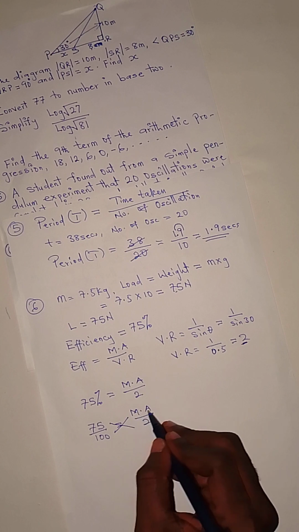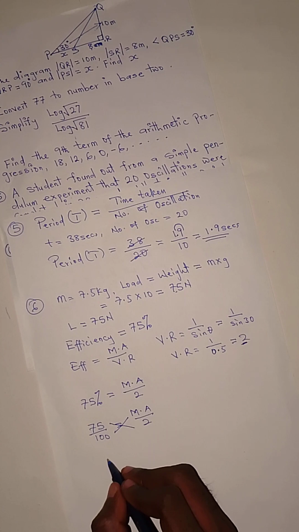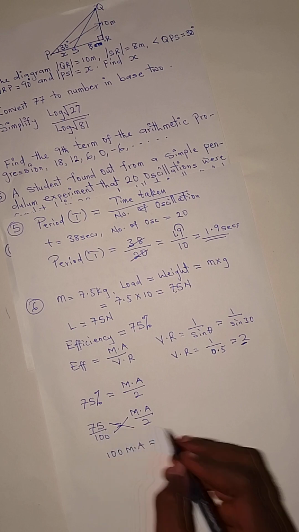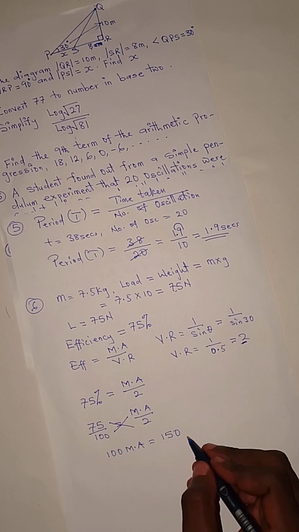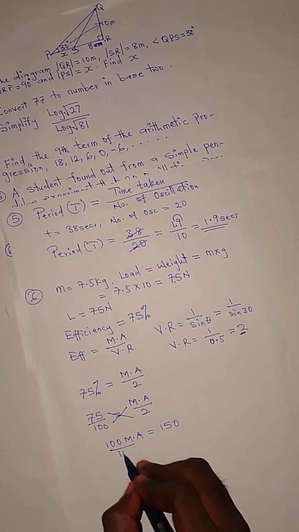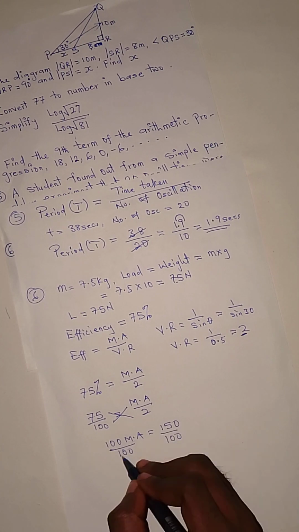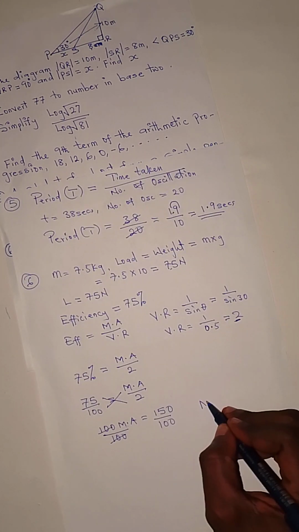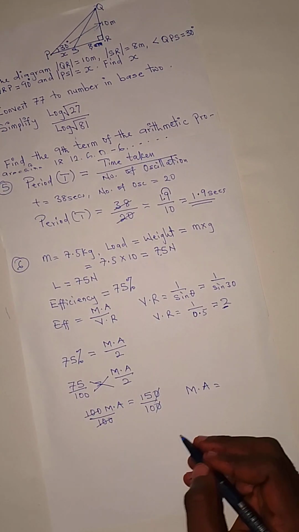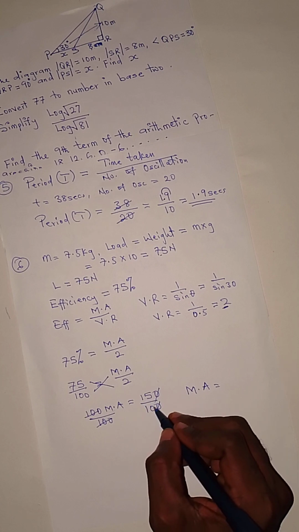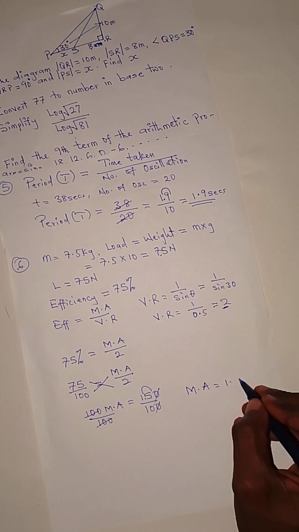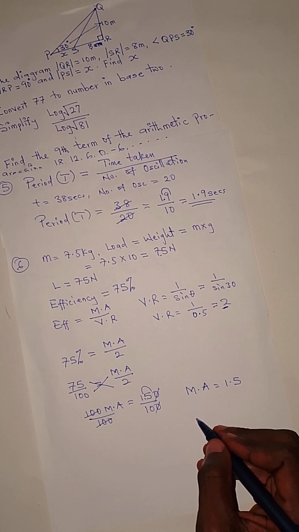So this is going to give us mechanical advantage times 100, which is 100 mechanical advantage, which is equal to 75 times 2, which is 150. So at this point, to get the value of mechanical advantage, we divide both sides by 100. So 100 will cancel 100, then mechanical advantage is equal to 0 cancel 0. So now we have 15 divided by 10. So move 1 decimal place here. So we have 1.5 as the mechanical advantage.